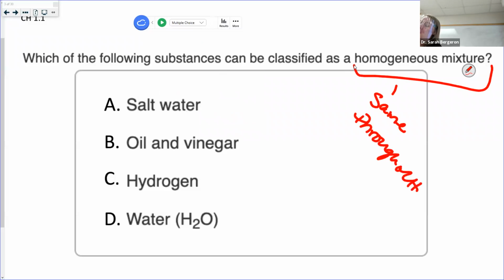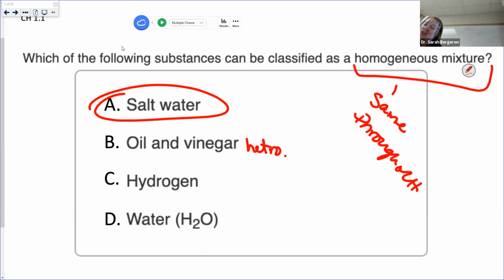So let's talk about each one of these other ones. So you are right. Why is oil and vinegar not? What do you think of? Salad dressing. That's what I think of. I have that oil and vinegar salad dressing, and that oil sits at the very top, right? And the vinegar sits at the bottom. Okay. So what kind of a mixture is that? Heterogeneous mixture, right? How about hydrogen?